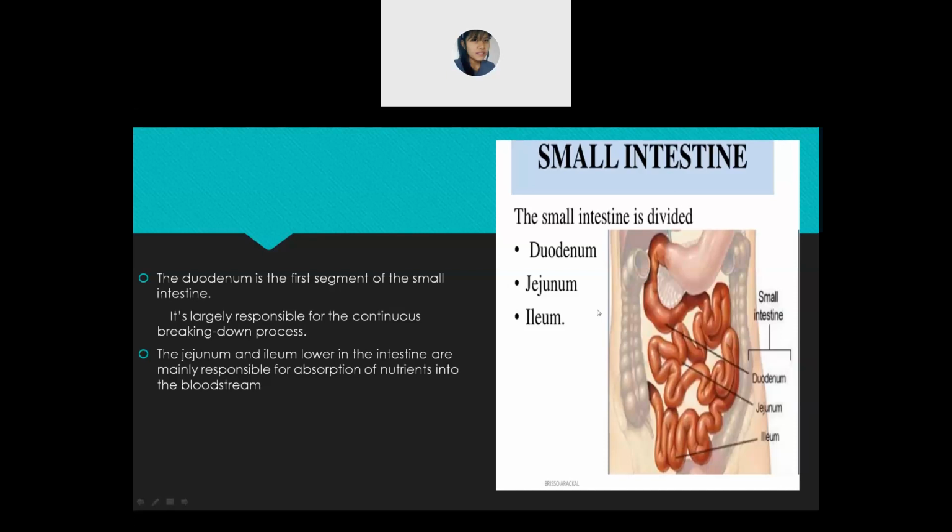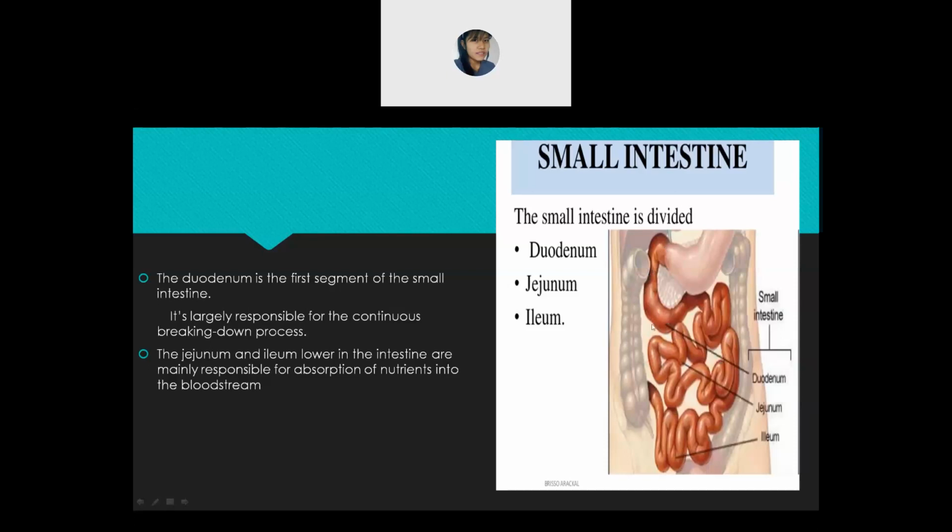This small intestine is divided into three parts: the duodenum, jejunum, and the ileum. All these three parts have different functions. The first one, the duodenum, what will they do? They are responsible for the breaking down process of whatever food is coming from the stomach. Whatever food is consumed will come to the stomach, and afterwards it will go down. As it goes down, first it will come into the duodenum.